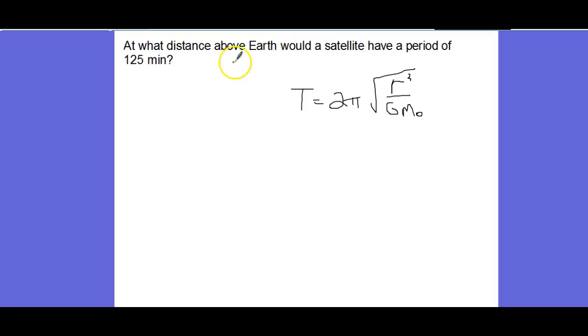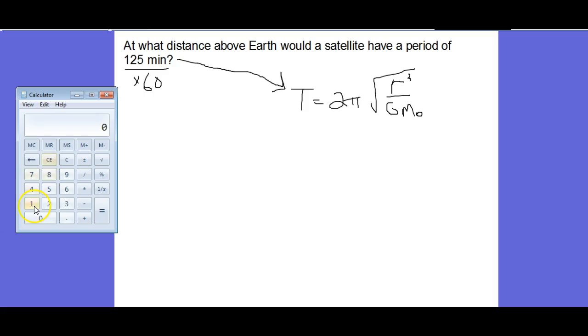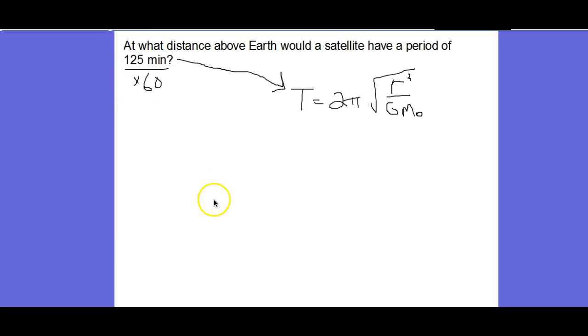So this one tells us we have a period of 125 minutes. That's this one right here, T. But we have to remember that we want to change this into seconds, because the period is going to be in seconds, so we just times this by 60. And we're going to get, I think, 7,500. Let me double check with my calculator. 125 times 60. Yep, 7,500. Okay. So that gives us our first thing we need to know. That's 7,500 seconds. That's our T.